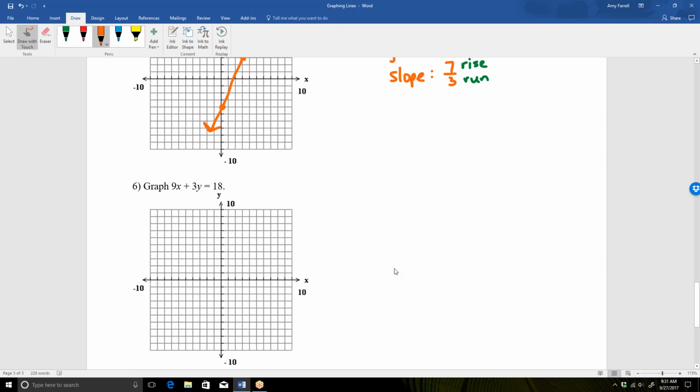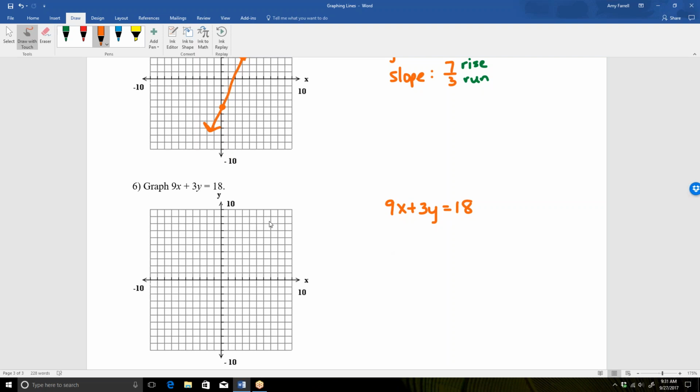Okay, let's look at number 6 now. This is under the slope-intercept form section. And so I need to first put this in slope-intercept form.